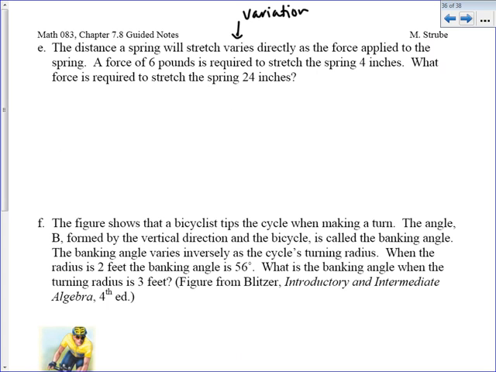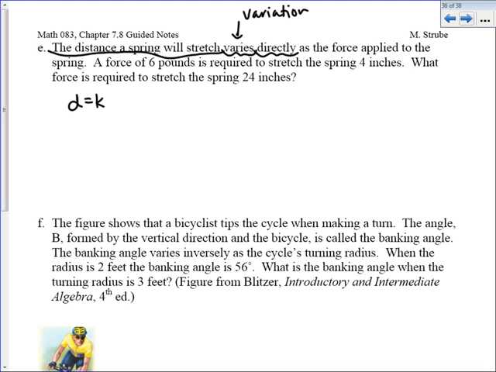So let's start reading it piece by piece. So the distance a spring will stretch. That's what's varying. I suggest you choose a meaningful variable. So what variable might we use for the distance a spring will stretch? D. I would absolutely pick D for distance. So that whole bunch of words, we're just going to reduce it down to D. And then we've got our word varies, equals K.